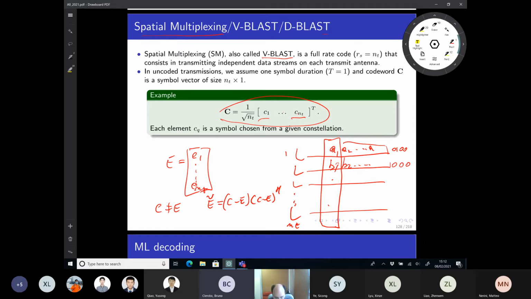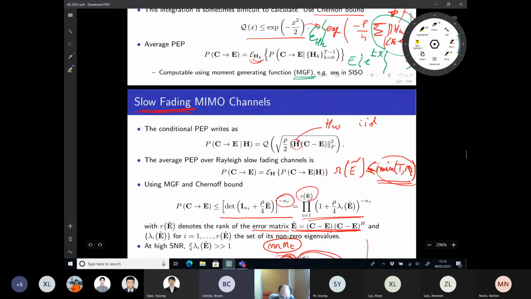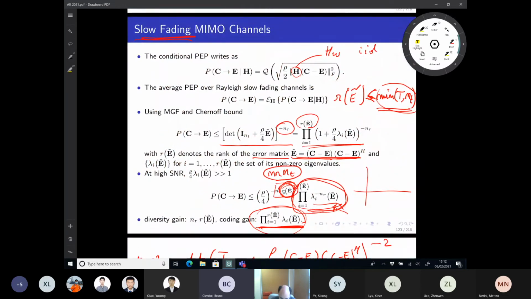So what I can already say here with this, if I transmit independent streams over those different antennas, the maximum diversity gain I will get from this will be equal to the number of receive antennas at most, right? Because the rank here of E tilde is equal to 1. So if I go back to this, if I have a slow fading channel, does not matter. You know what I have, the rank is equal to 1, so my diversity gain will be equal to NR, the number of receive antennas.